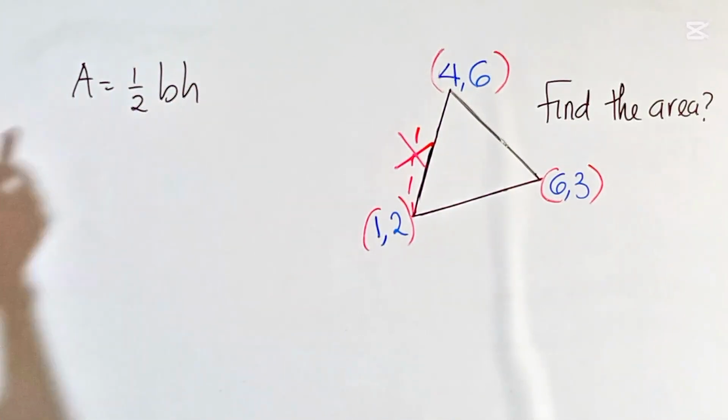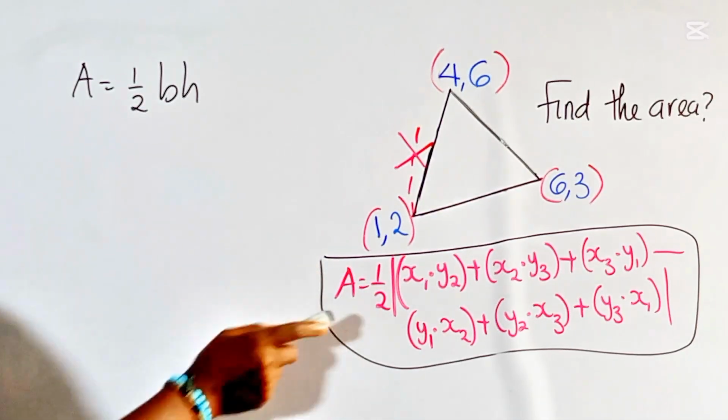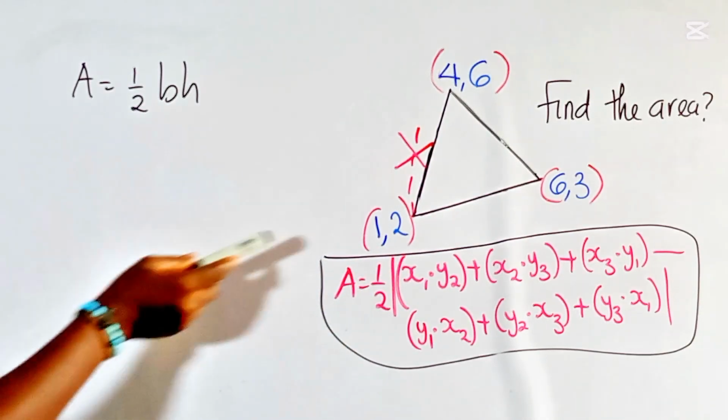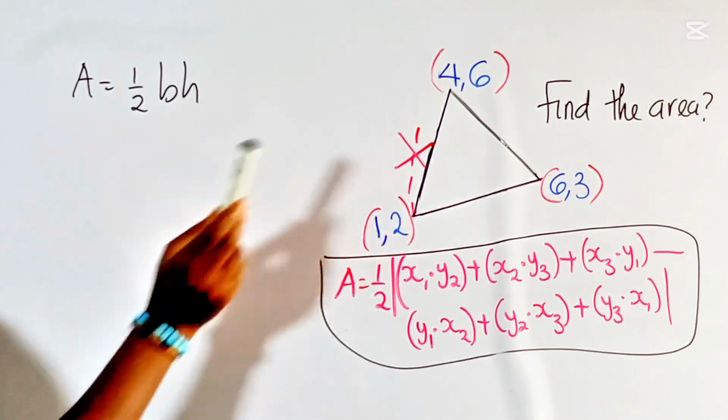Instead of using this formula, use this formula instead. Ignore how scary it looks. It's just a pattern which I will be showing you quickly. This formula is known as the shoelace formula. So in this diagram, these points you have here represent the x and y coordinates.